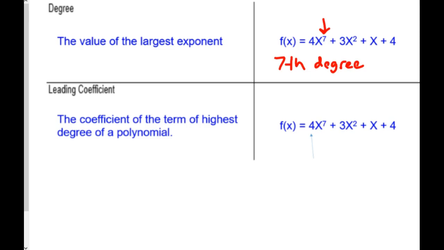Okay? And the leading coefficient is the coefficient of the term of the highest degree. So the highest degree is 7, so the leading coefficient is 4. Okay? It's the big number in front of your highest power. Okay? So get those two down.